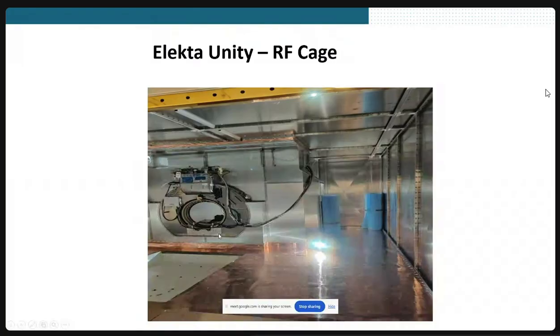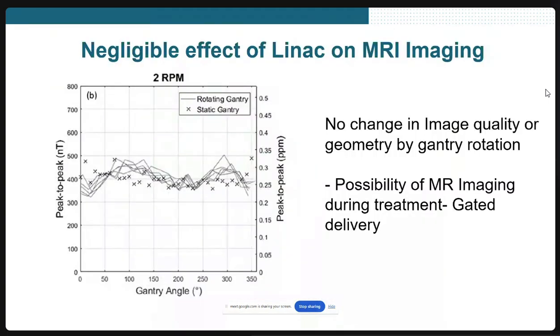And this is how the RF cage works, because the RF cage prevents RF radiation from external areas from reaching the MRI, so that the MRI can listen to the RF radiation from your body protons. So that's the advantage of that.